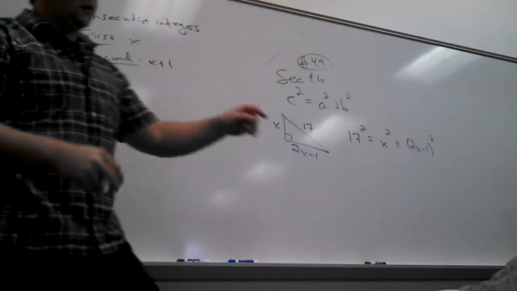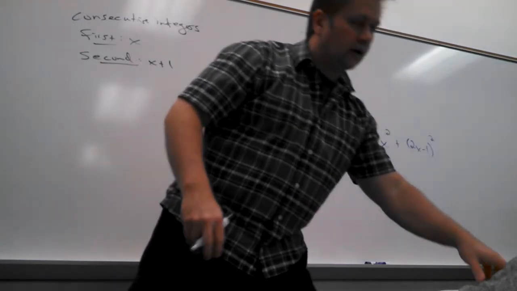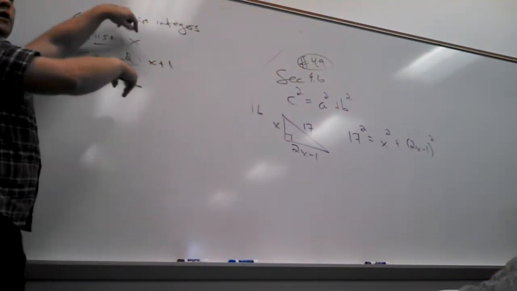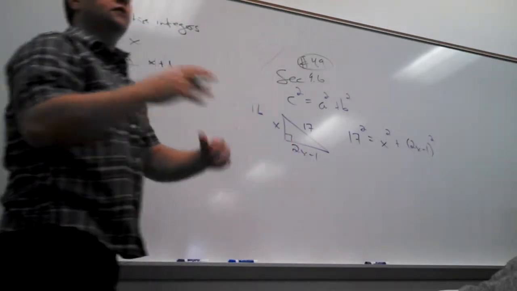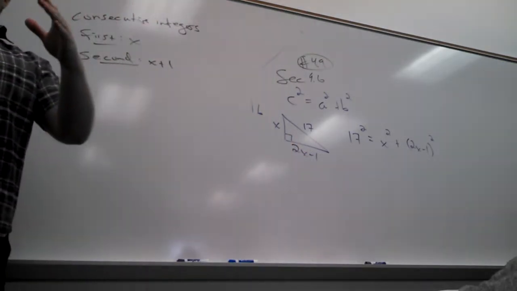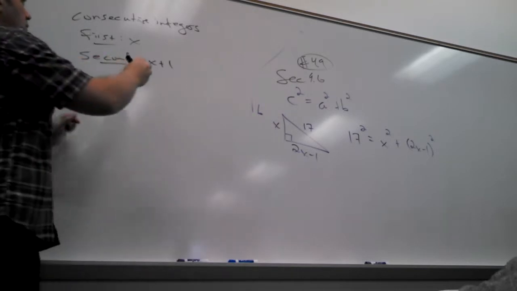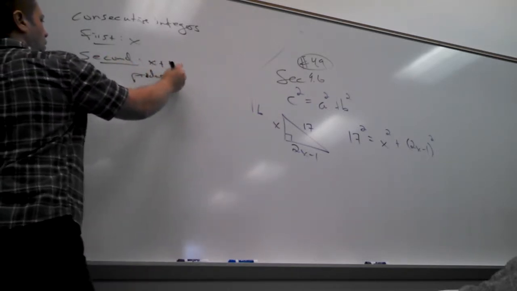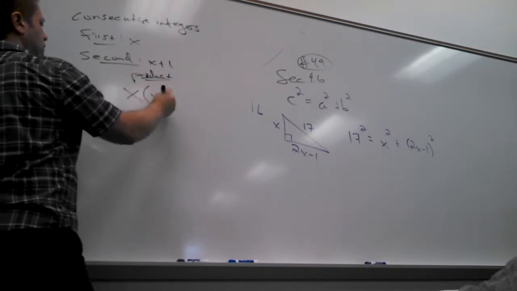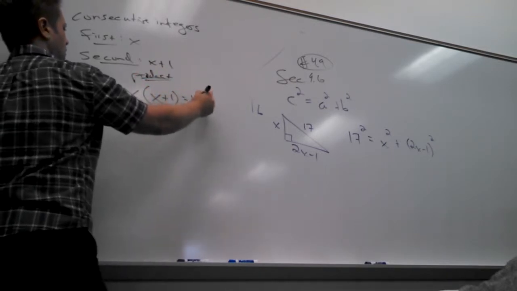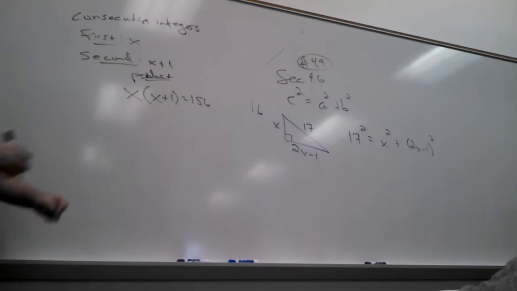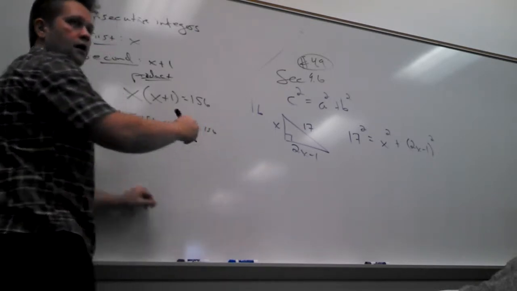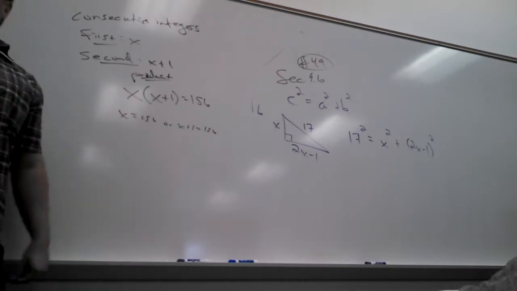All right. So then this problem just says the product of those two. The product of these two consecutive integers is 156. So how would you set that up? x times x plus 1 equals... What's product mean? Times. So x times x plus 1. So then do you say, okay, x equals 156 or x plus 1 equals 156? Is that what you do next?